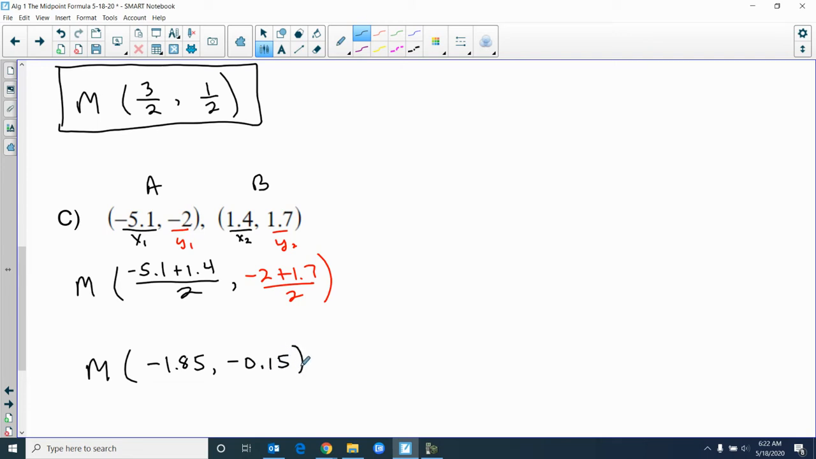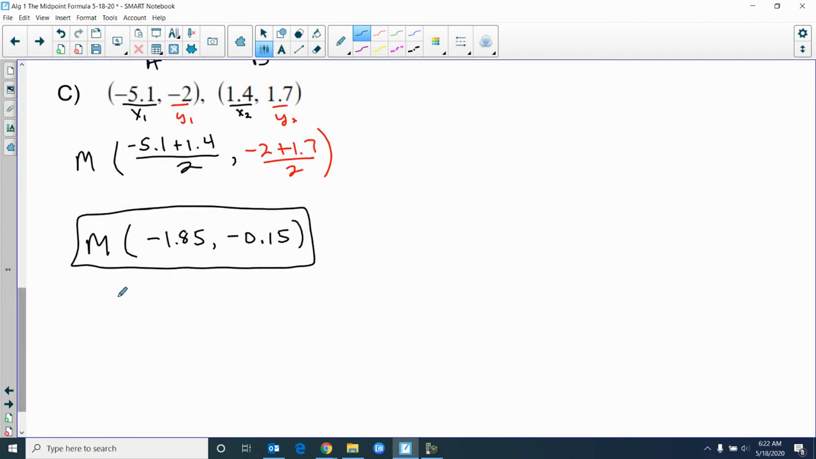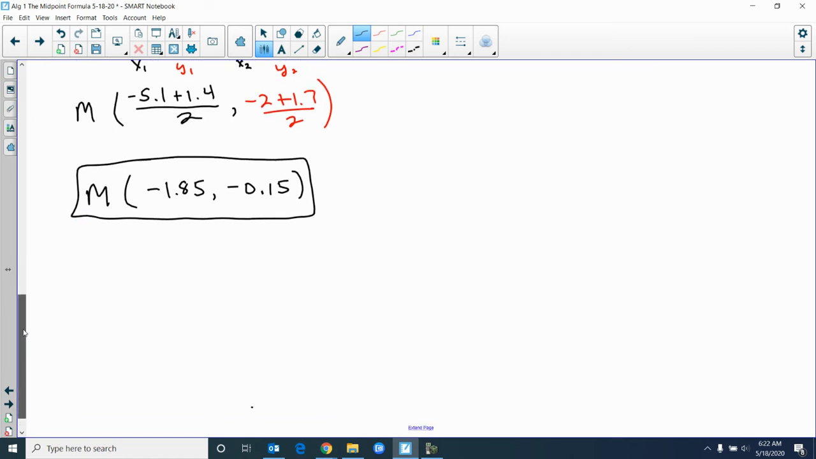All right, so typically the rule is if your problem is given in decimals, you can go ahead and put the answer in decimals. If the problem is in whole numbers or fractional form, we want to keep it in fractional form. Those would both be correct answers here. So the midpoint is negative 1.85 and negative 0.15. So that's halfway in between those points.